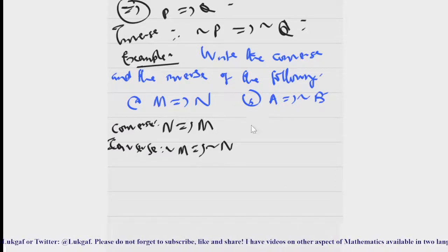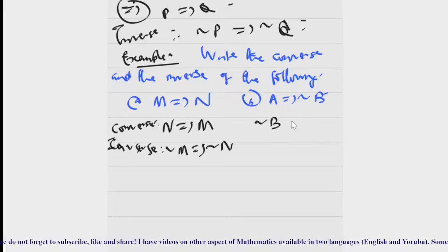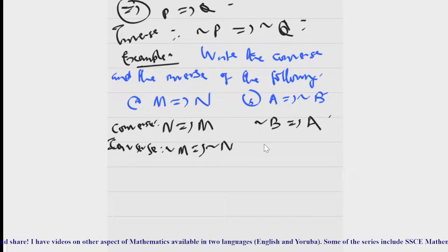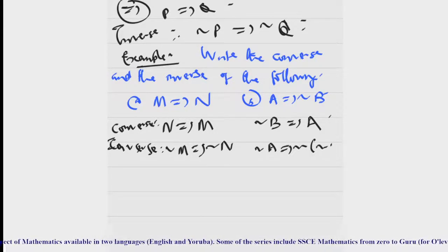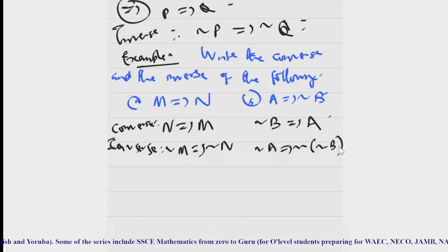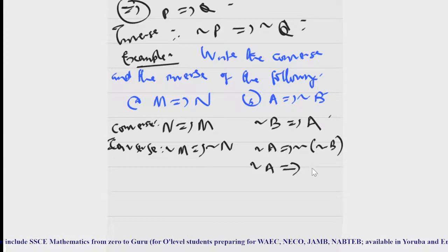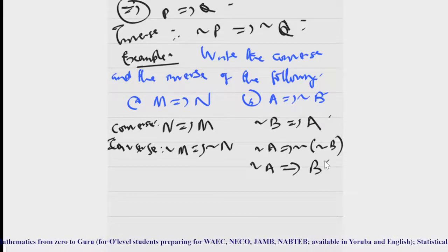Okay, now can you find the converse of this one? A implies not B. That is, not B implies A. I hope you understand now. And what will now be the inverse? Not A implies not B. And the negation of the negation of something is that thing. The negation of not A is A. It means this one will be A implies B. So the negation of not B is B. And that's that.